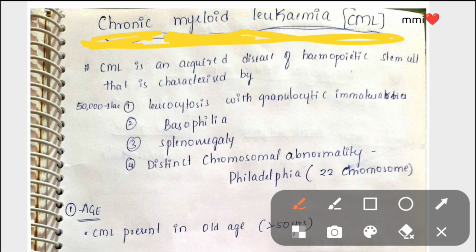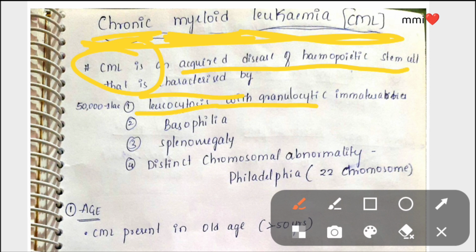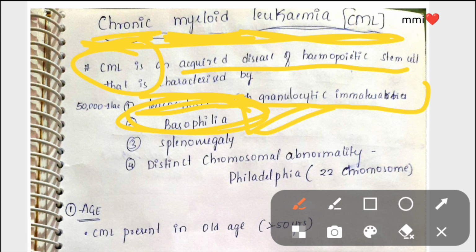Next, chronic myeloid leukemia. It is an acquired disease of hematopoietic stem cells that is characterized by, one, leukocytosis, that is, granulocytic immaturities are seen. Another one is basophilia. Remember basophilia, which is seen most commonly only in chronic myeloid leukemia. Other is splenomegaly and a distinct chromosomal abnormality, that is the Philadelphia chromosome. You already know this. The most common thing you should remember is basophilia.